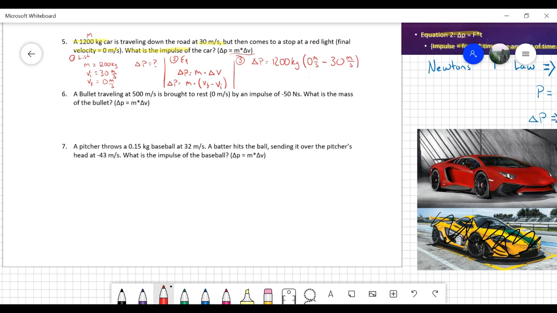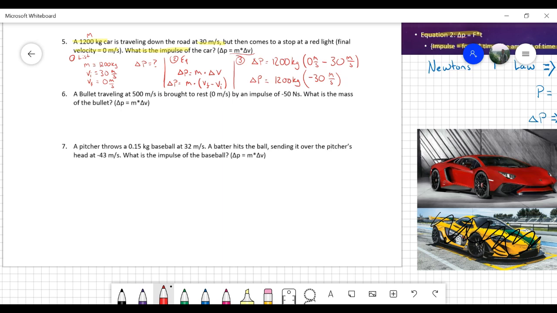0 minus 30 gives you negative 30. This is order of operations, by the way. Before distributing or anything, you should just solve what's inside the parentheses. So as you can see, everything stays the same. I just simplified inside the parentheses before doing anything else.